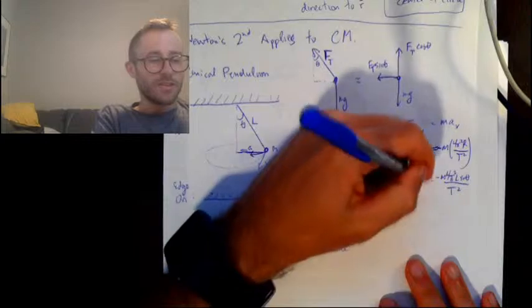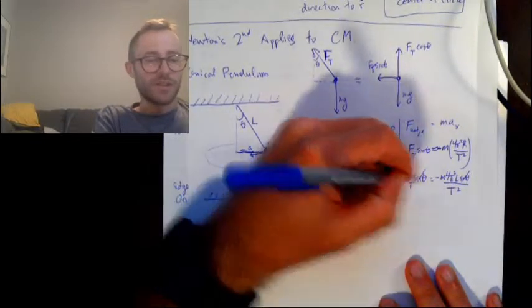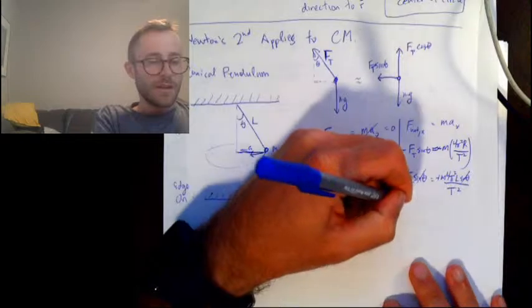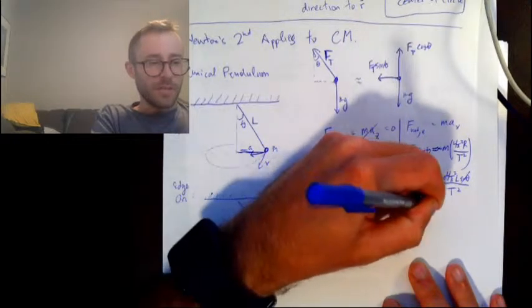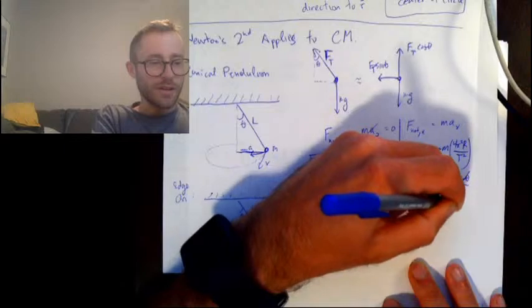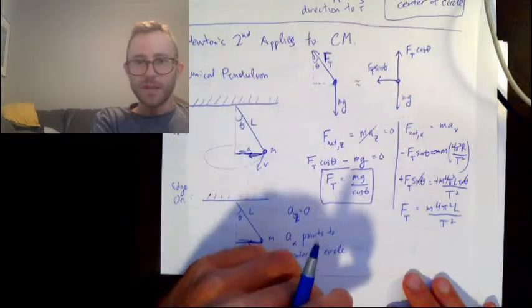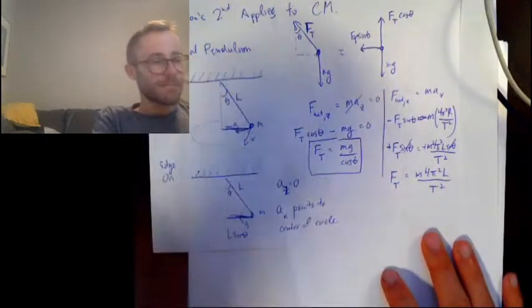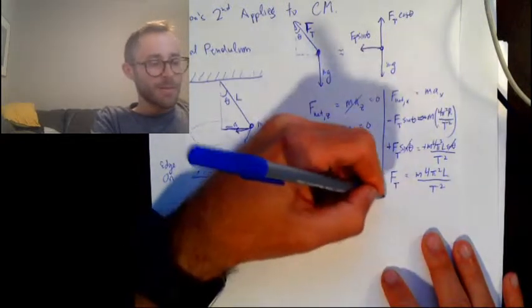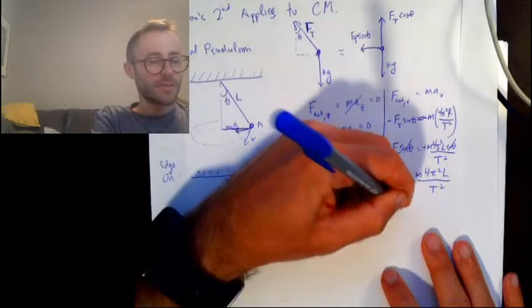So I can see that the sine of theta cancels out, the minus signs cancel out as well, and I get F sub t equals m times 4 pi squared L over period squared. F sub t is, of course, mg over cosine of theta, excuse me.